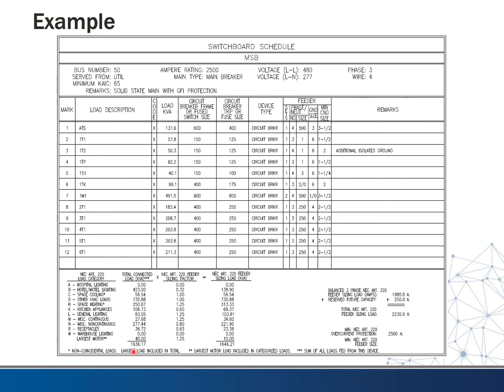So we went from a total connected load of almost 2,000 kVA. After we applied all the diversity factors, we're down to a little over 1,600 kVA. So it knocked it down quite a bit. Once we do the conversion to amps, you can see that comes to about 1,980 amps. We put a little future capacity in there, it gets us up to 2230. So a 2,500 amp board should be sufficient for this service. And so that's how we sized all of that.